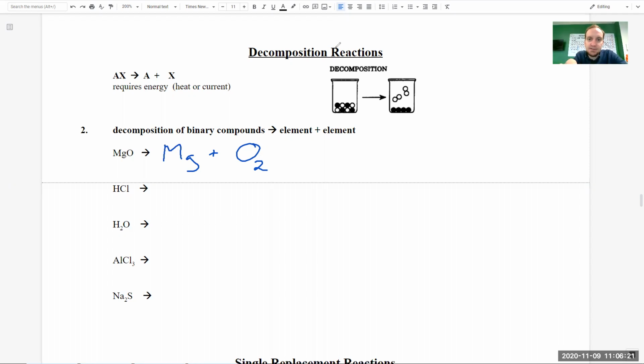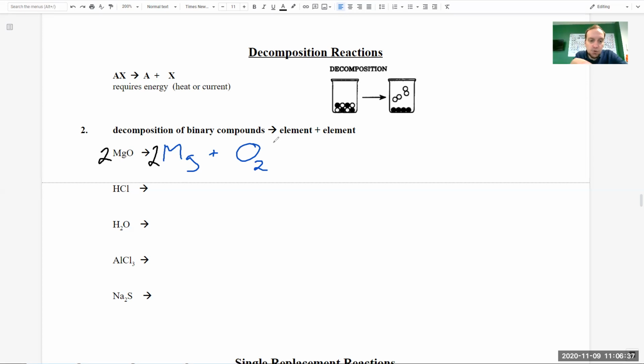So let's go ahead and try to balance this thing. I notice I have a 2 here, so I'm going to need a 2 there. That balances my oxygens, and now I've balanced my magnesiums. So a 2 to a 2 to 1, that's the decomposition reaction of magnesium oxide to magnesium and oxygen.